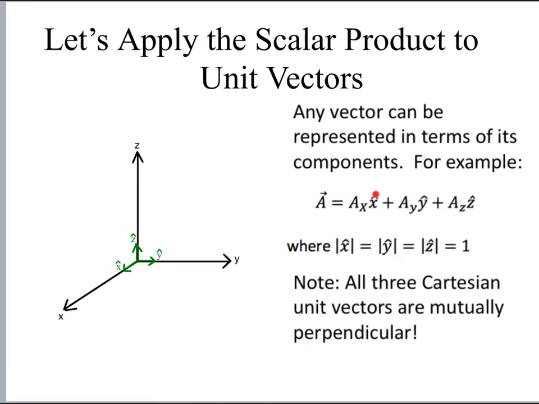Now the unit vectors are vectors with magnitude 1, so we can see all of them have a magnitude equal to 1, but they're special in that they point along the axes of the Cartesian coordinate system. So x hat points along the x-axis, y hat points along the y-axis, and so on. And as we can see, all three unit vectors are mutually perpendicular to each other. That means that if I pick any two different unit vectors, x hat, y hat, or z hat, they're going to be perpendicular to one another. So that's going to be important as we see.